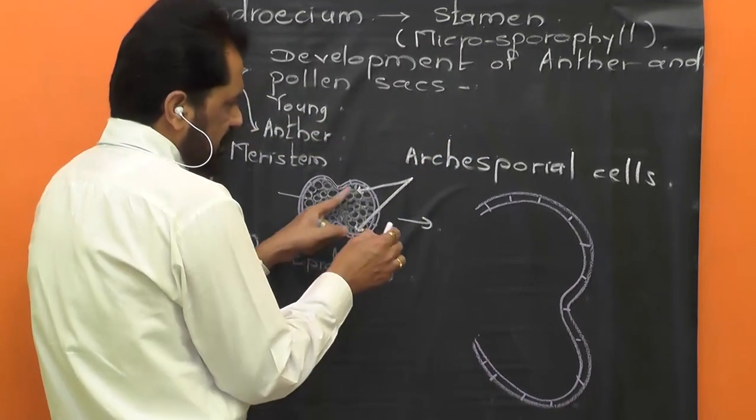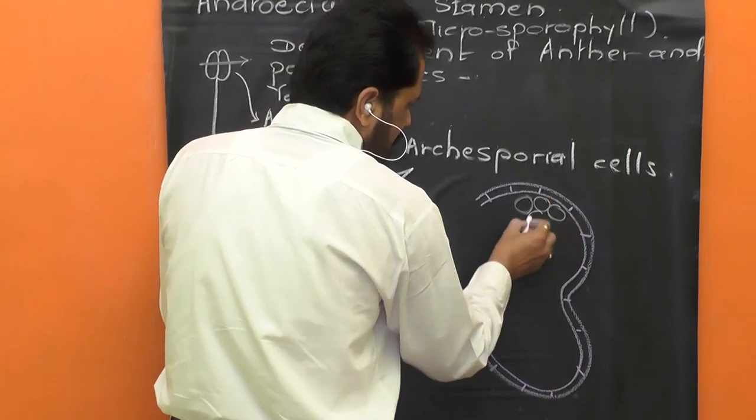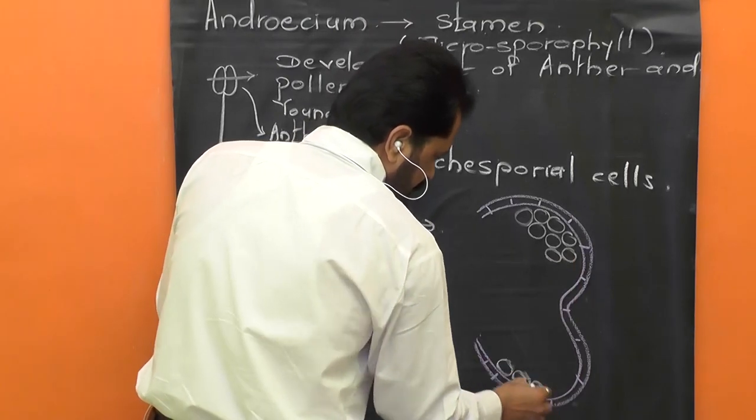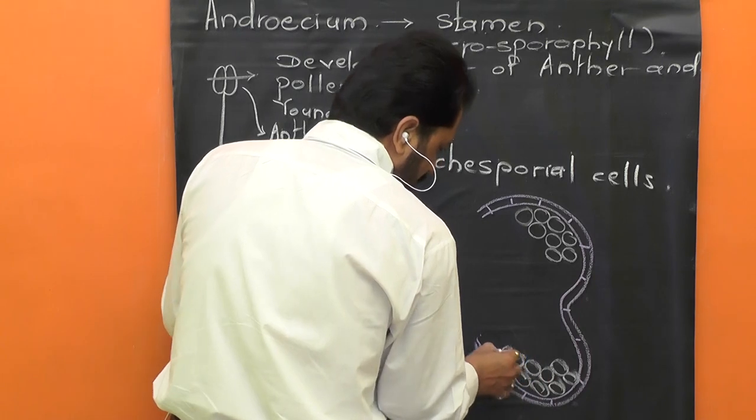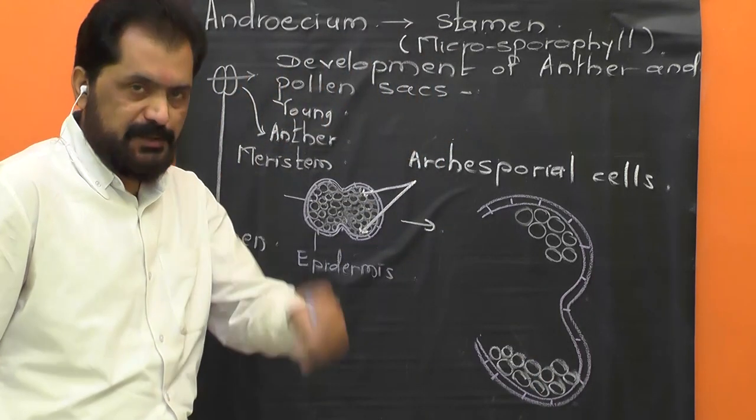Now, just look. Here, these are the archesporial cells. I say, these archesporial cells divide to form two distinct layers of cells.